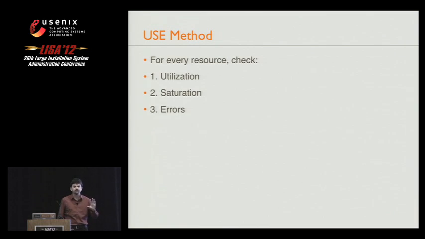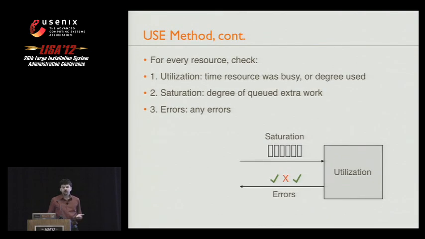It's very simple like the other ones. For every resource, check utilization, saturation, and errors. Fits on a slide. Utilization is either the time the resource was busy or the degree it was used based on the type of resource. Saturation is the degree of queued extra work, and errors is any error for that resource. I've got a picture here just to illustrate it.